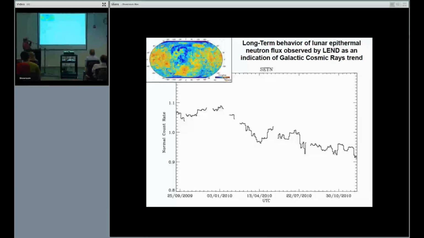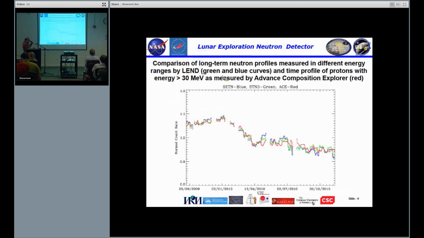We have a similar picture with the epithermal neutrons, which are in the energy range from 1 eV up to 1 MeV. This is a map of the lunar surface made with epithermal neutrons. Similar behavior: it goes up, peaks at about January of 2010, and then drops. Now we put it on top of each other, and plus we put ACE data. It's protons, I know, but they behave the same way.